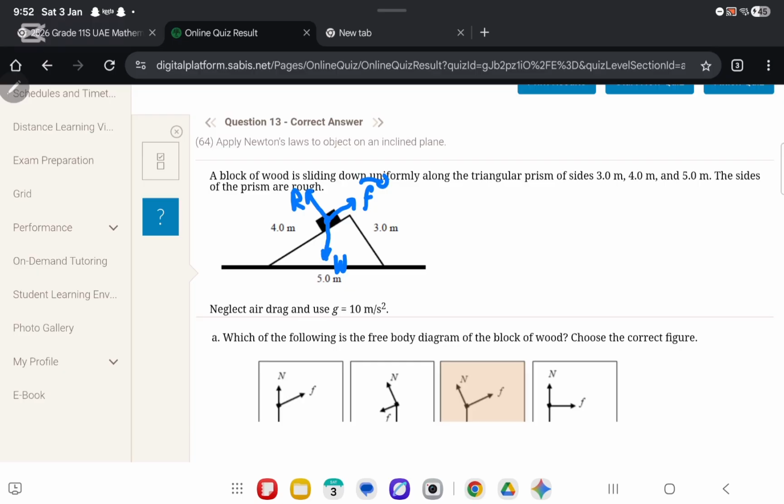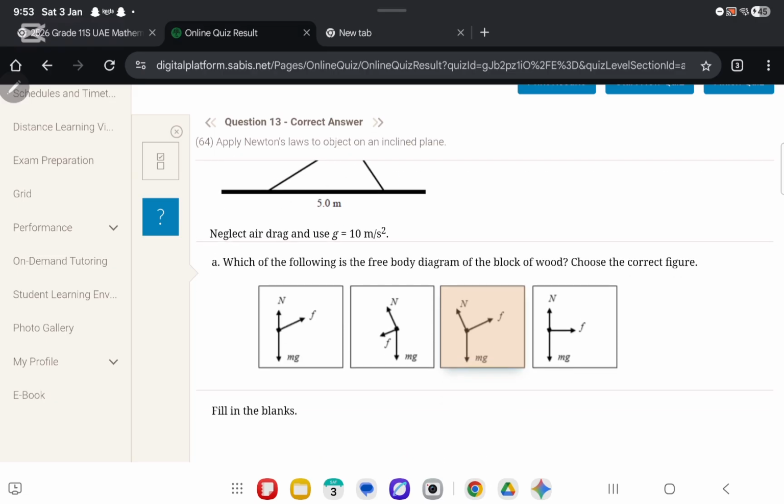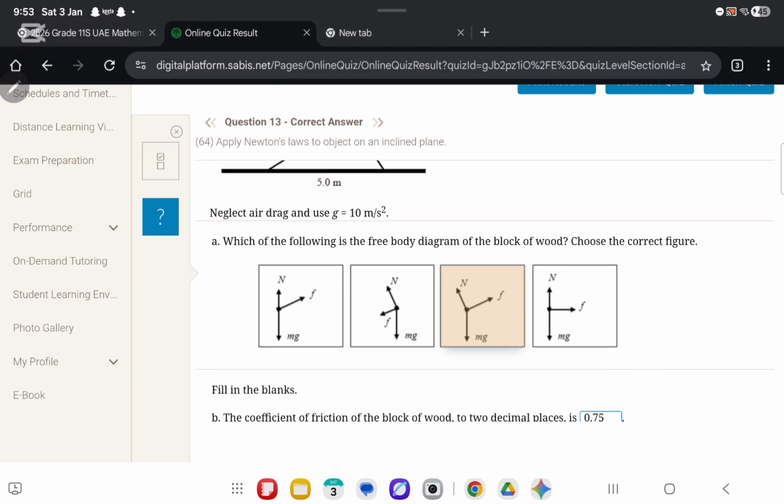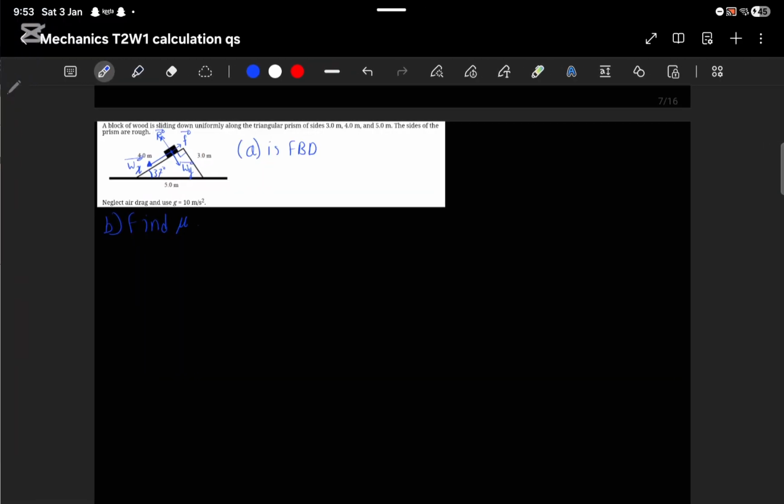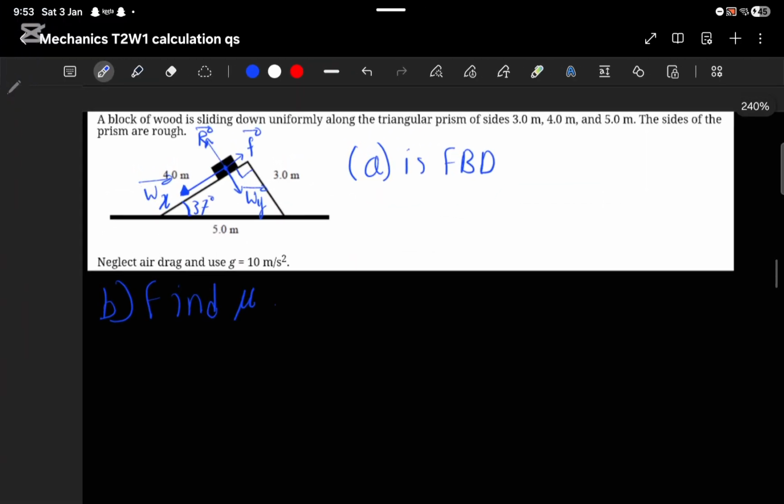That's it. There's no more forces, because you'd have to split up the weight into components. Yeah, that's it. These are the forces. You have the reaction force, the weight, and the friction. So the normal reaction, they represented with N, the weight, mg, and F. Done. Okay. Now for part B, they want us to find the coefficient of friction.